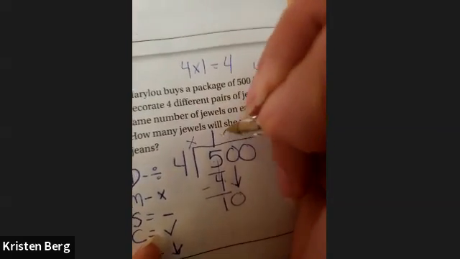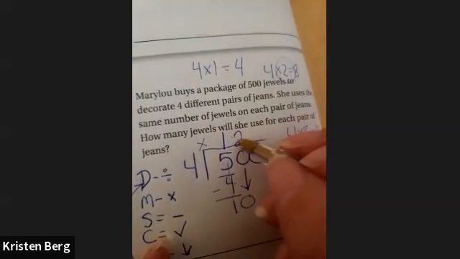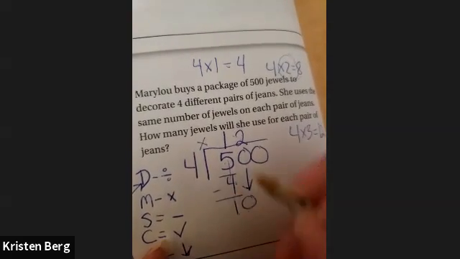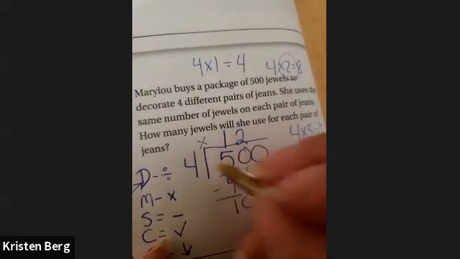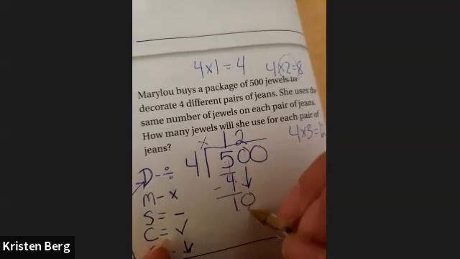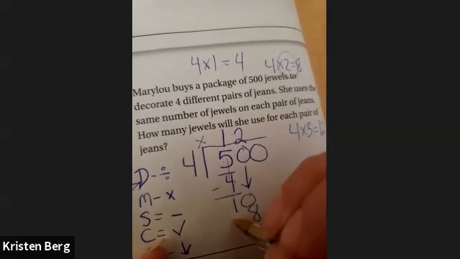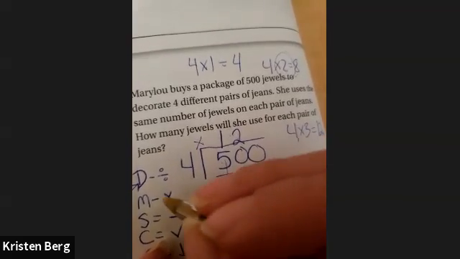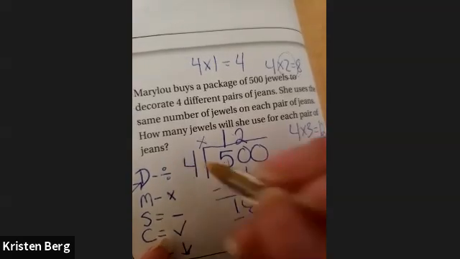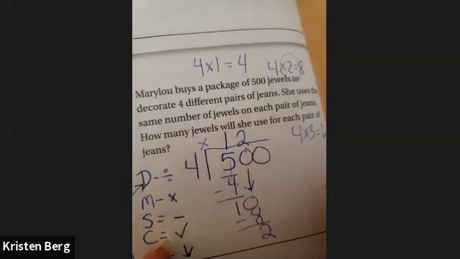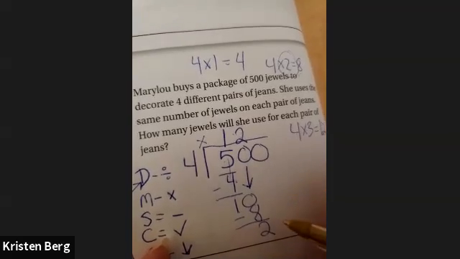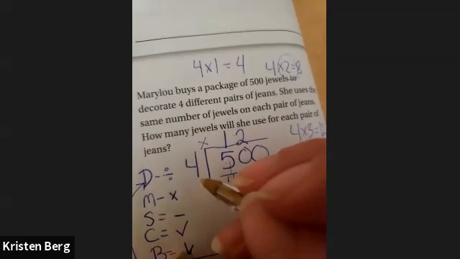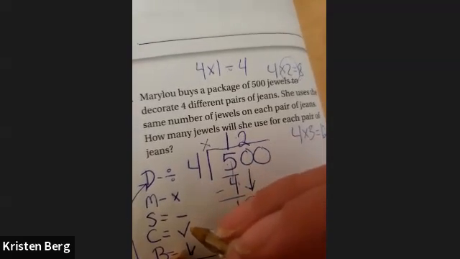So I'm going to put the 2 up here. Now I'm going to multiply. 2 times 4 is 8. So I'm going to put that underneath. Then you're going to subtract. 10 minus 8 is 2. So now I check. Is 2 smaller than 4? Yes, it is. So since it is, that means I did it right, because it should not be bigger.